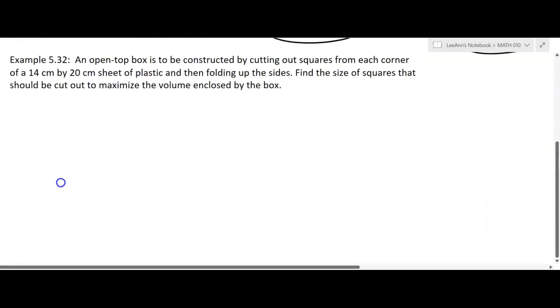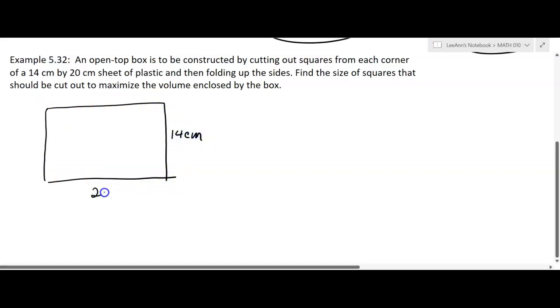Okay, now we're going to do this problem where we're going to kind of put it together and apply some of what we're learning. An open top box is to be constructed by cutting out squares from each corner of a 14 by 20 centimeter sheet of plastic. Okay, so let's draw a rectangle, a sheet of plastic. So we're going to say this is 14 centimeters and this is 20 centimeters. And what we're going to do is cut a square out of each corner.